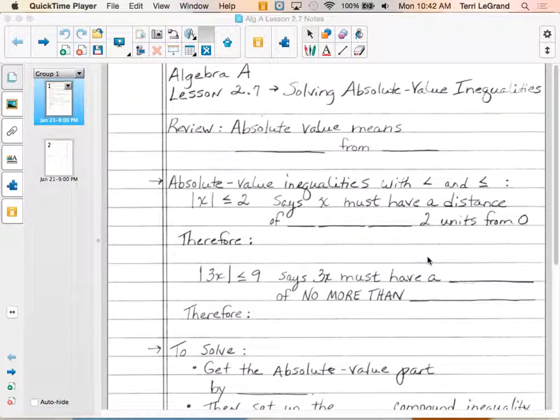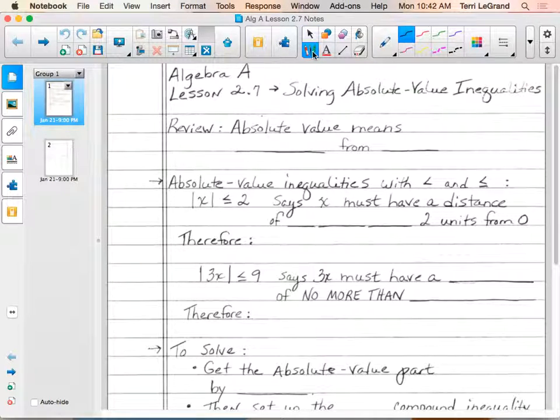Lesson 2.7, solving absolute value inequalities. What does absolute value mean? Think back, we solved absolute value equations back in chapter 1. Cody? It means x equals a certain number. Well, that's kind of it. Julia?